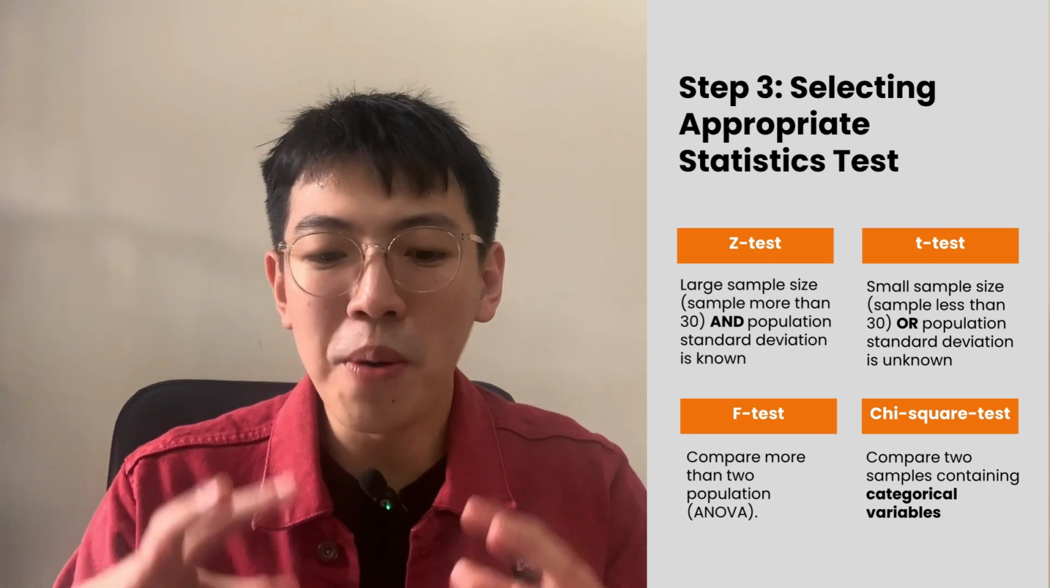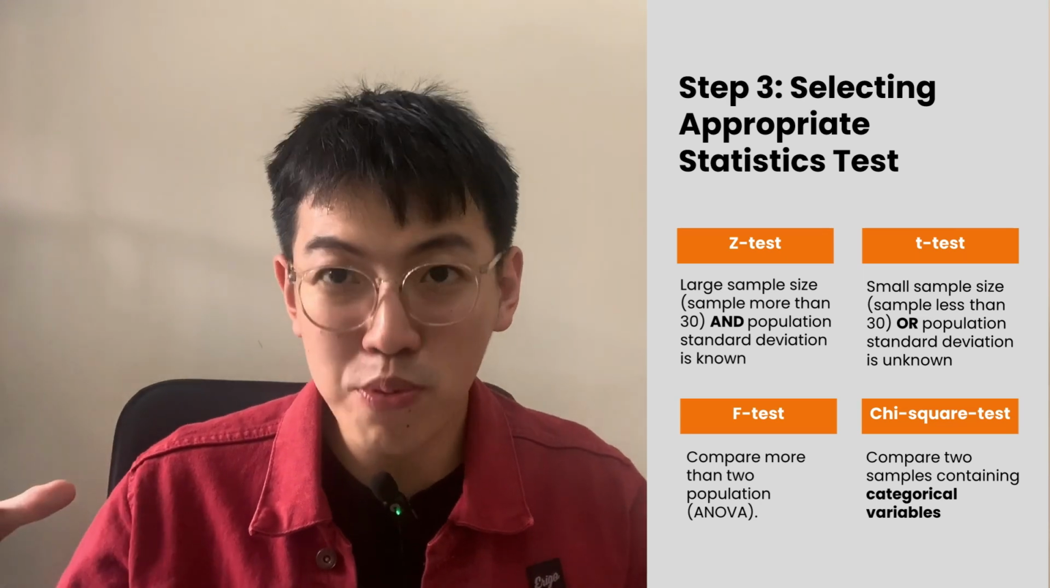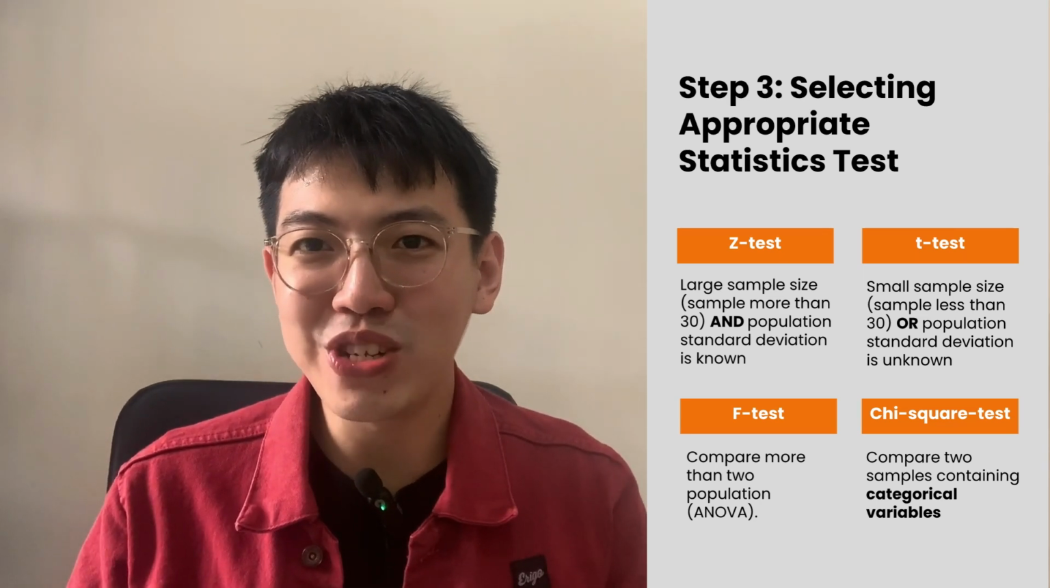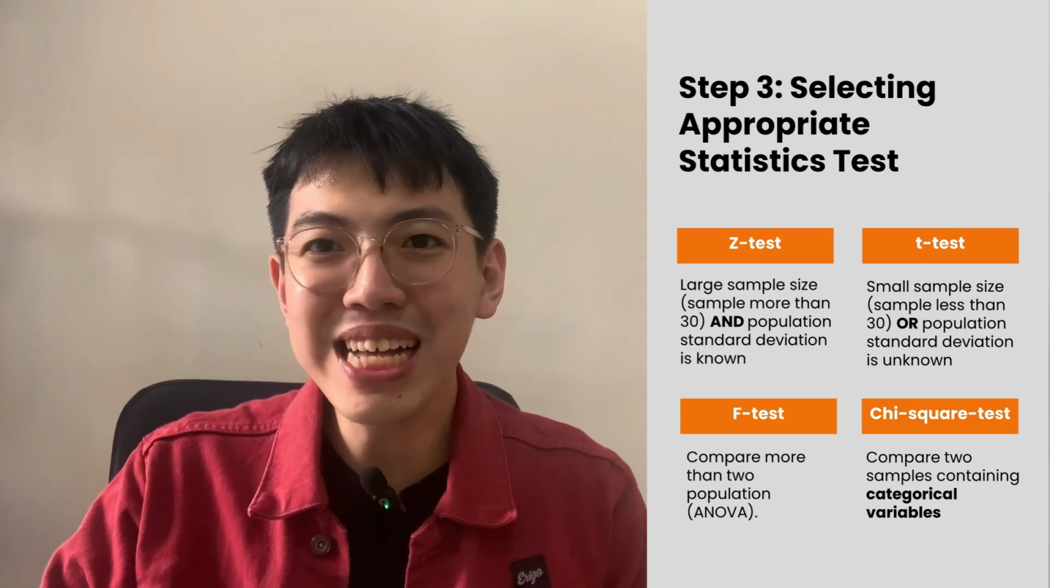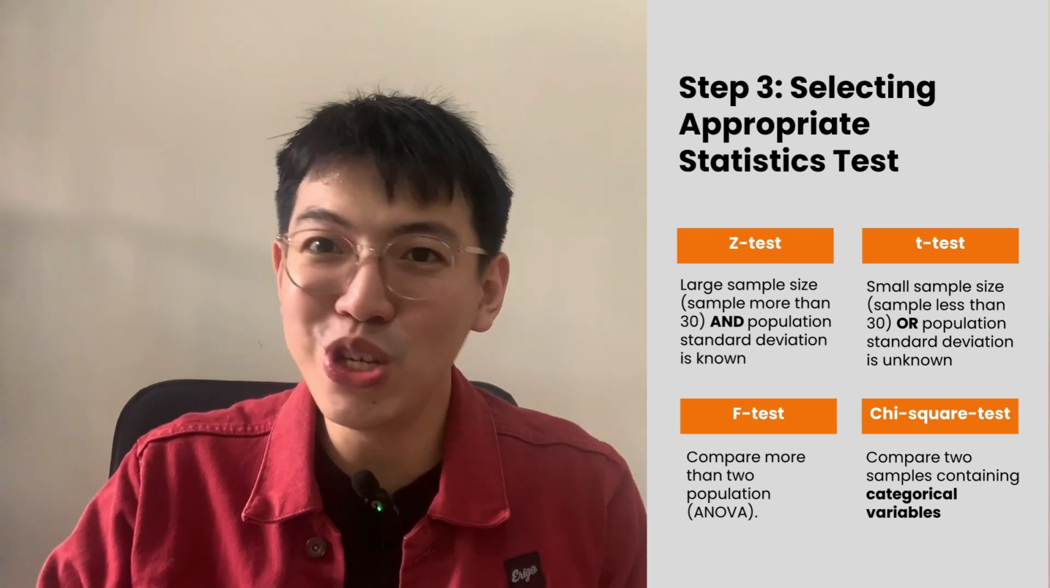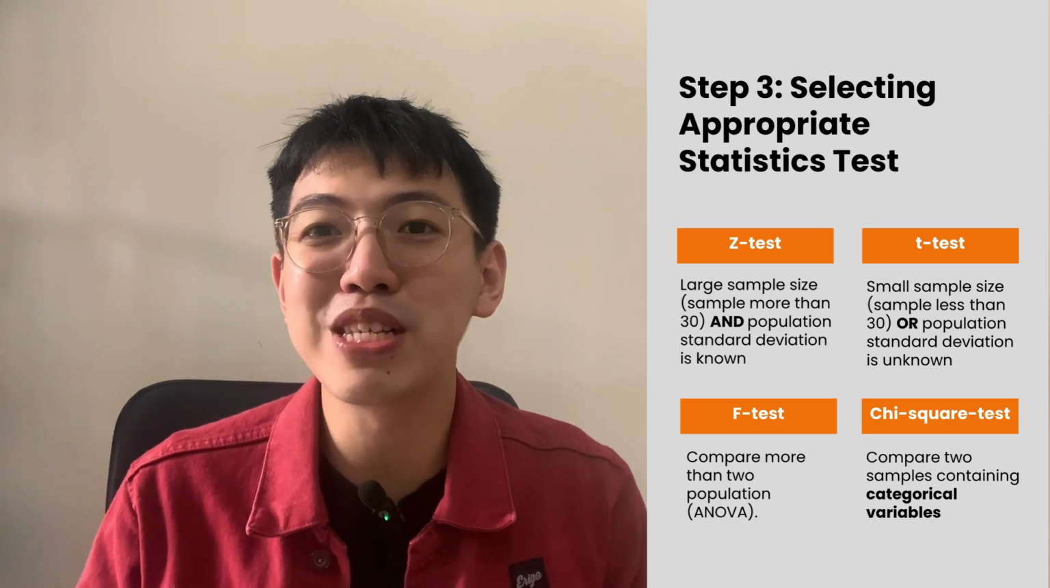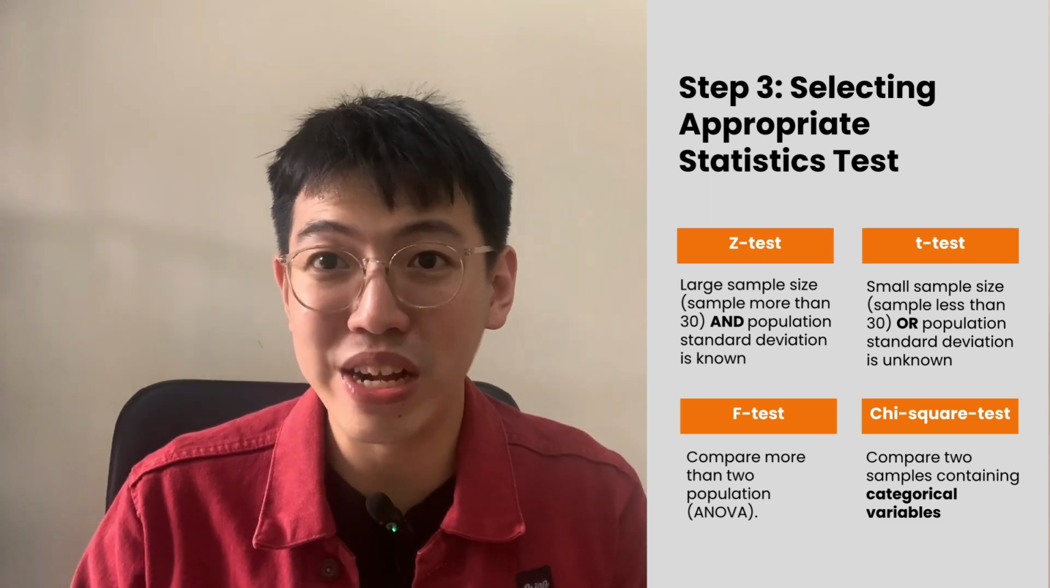F-test is used to compare more than 2 populations. We use F-test to conduct analysis of variance or ANOVA. For chi-square test, it is used to compare 2 samples containing categorical variables.